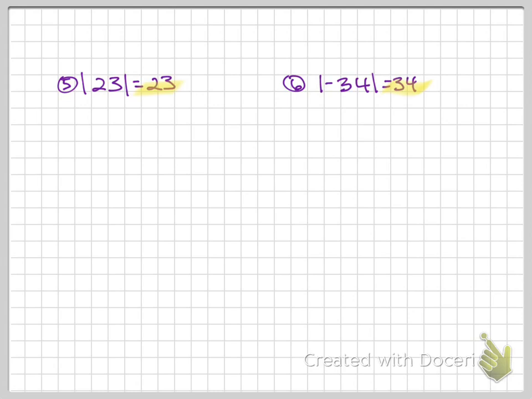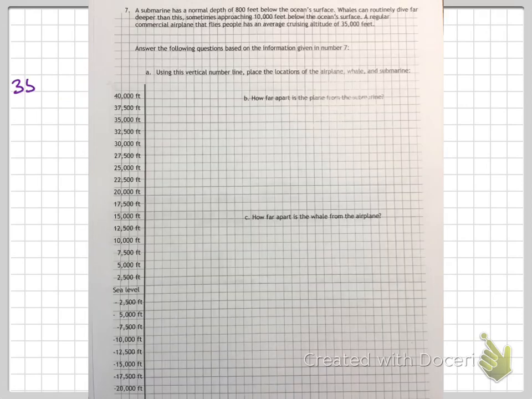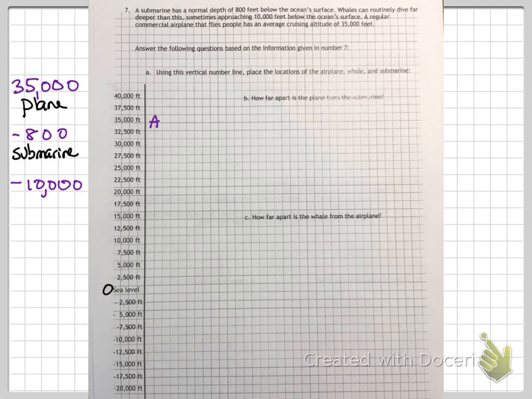Now using that information, let's look at the last questions. So, in this question, it's asking you to first identify where the submarine, airplane, and whale would go. Here are what the numbers are on the left. So 35,000 feet is the plane. Negative 800 is the submarine. It is negative because it is under the ocean, and sea level means 0, if you didn't know that. And the whale is at negative 10,000 feet. So let's look to see where these would go.